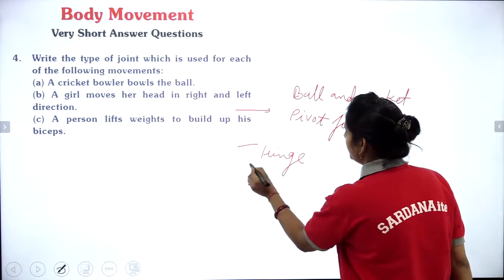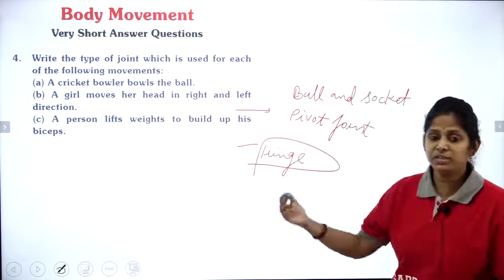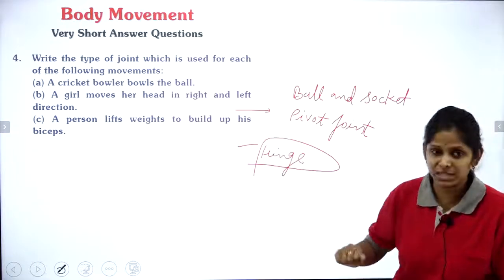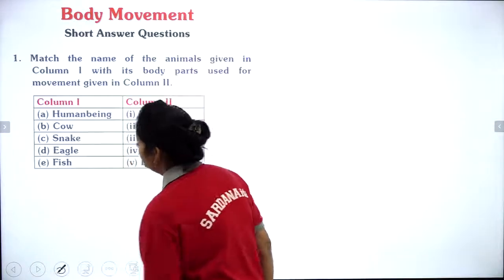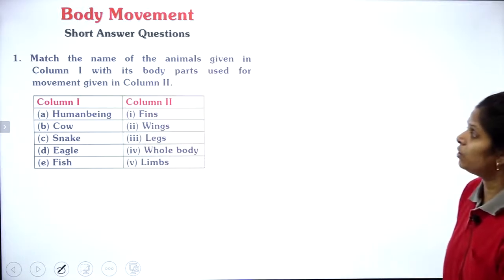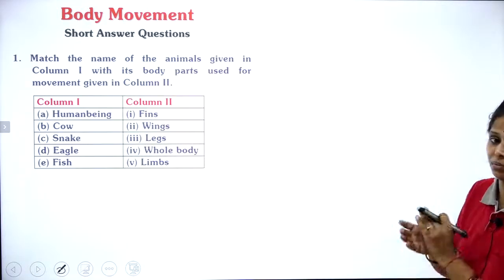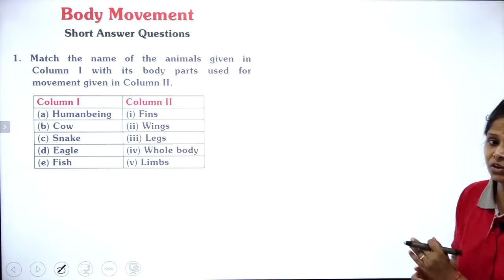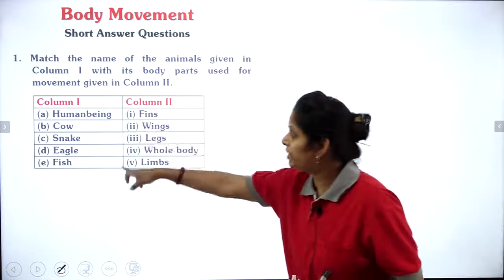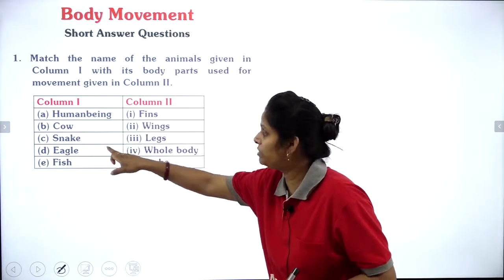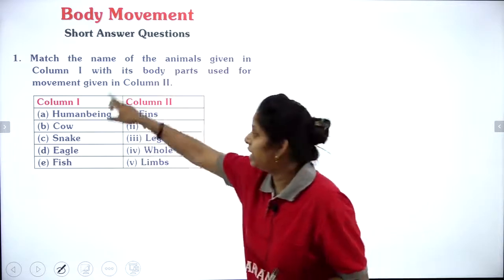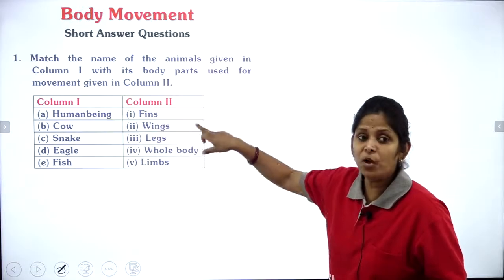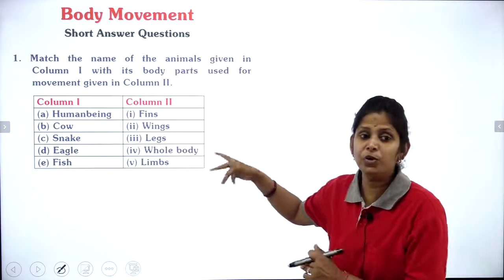These are names of organisms, and these are parts of the body that are used for movement. Human beings use their legs for movement, and because of these legs they can easily change their places. They can move from one place to another, and this movement is called locomotion. Then, the cow has four legs, and these are called limbs. So cow has limbs. So this B option is related to the 5th option.